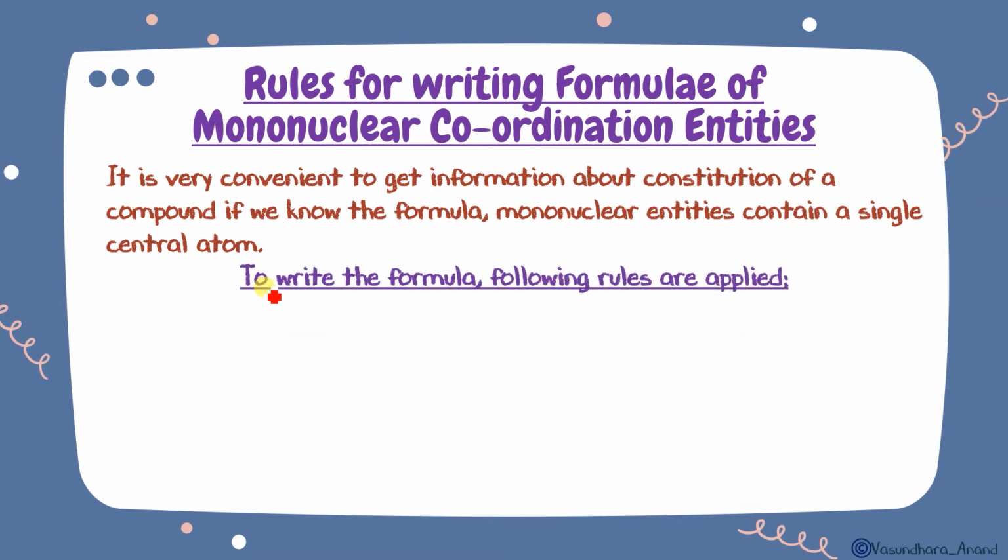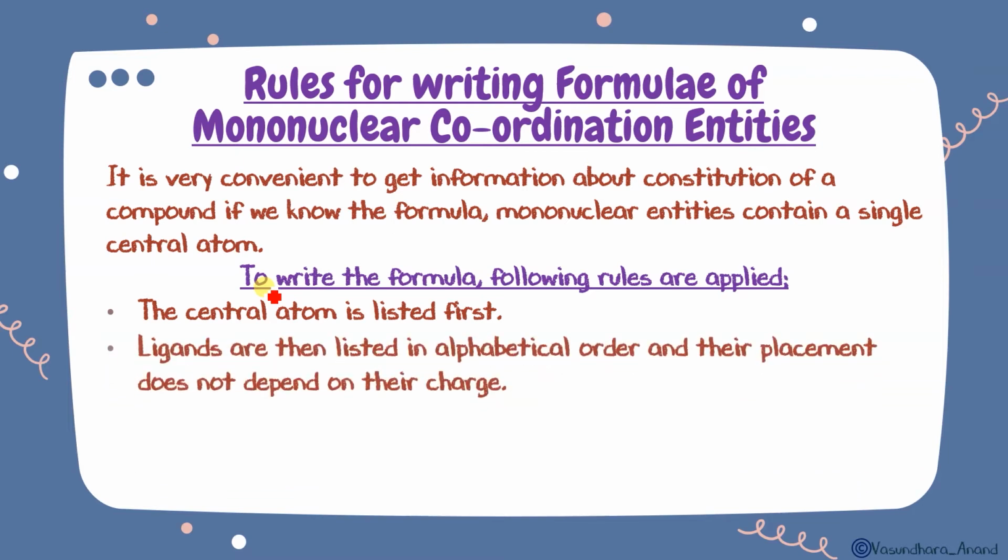To write the formula, the following rules are applied. The central atom is listed first. Central atom को हमें decide करना होता है because oxidation number we have to find for that only. Ligands are then listed in alphabetical order, and their placement does not depend on their charge. This is the method, this is the rule to write the formula.